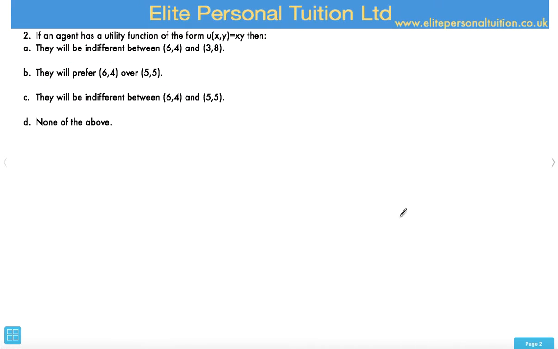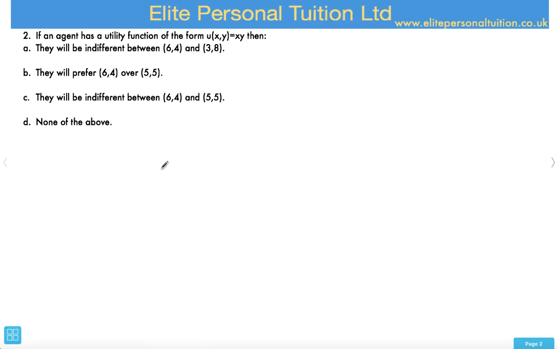Next. The next question is a simple utility maximization question. So here we've been given a utility function and we're asked to test these different possibilities. So it just tests, do you know how to use a function? All we're going to do is put these numbers in and see if the statement holds.